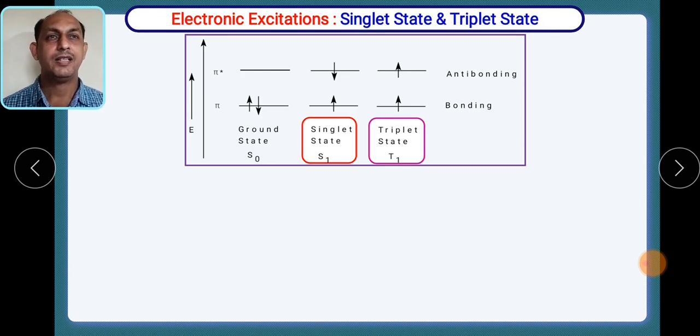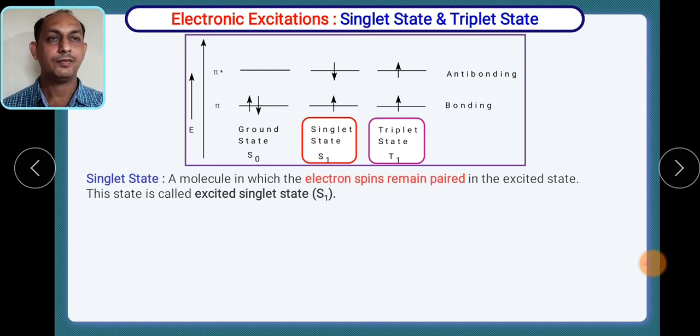Why it is called singlet state and triplet state, I will explain to you. So what is meant by singlet state? A molecule in which electron spins remain paired. Paired means, just as paired electrons have parallel and anti-parallel spins, they remain the same in the excited state. So this particular state is called a singlet state, that is S1.